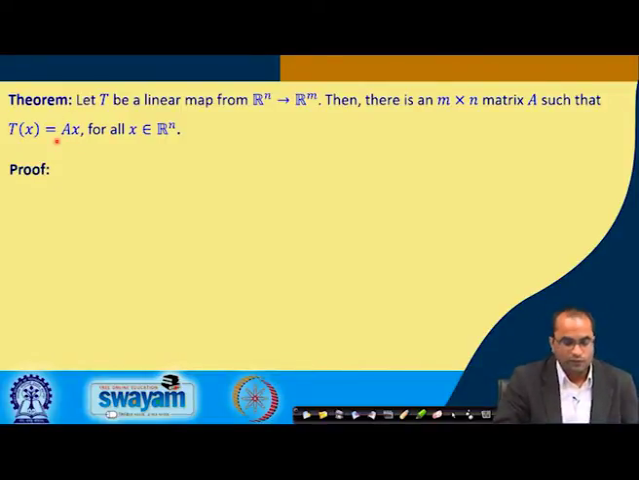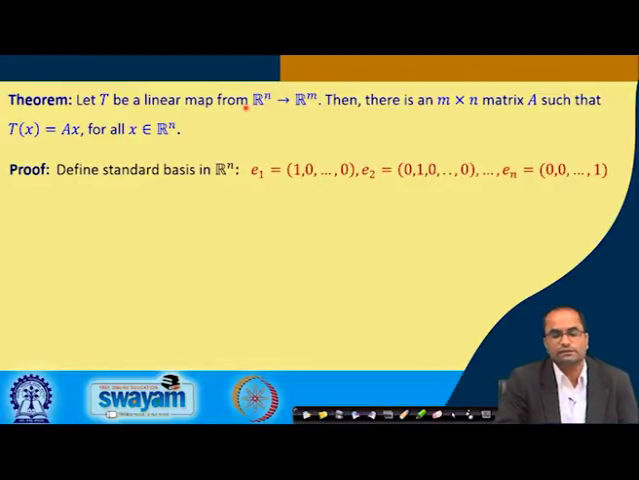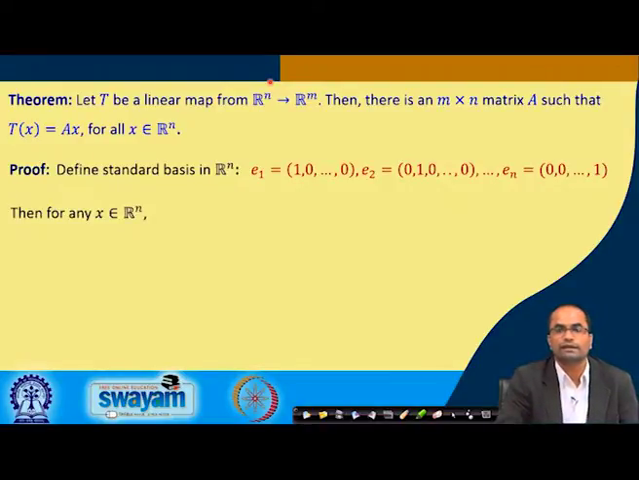The proof here is very simple. We can define the standard bases in R n, which are given as 1 0 0, and 0 1 0 0 and so on. These are the standard bases of the vector space R n. For any x in R n, any vector we take from R n, because these are the standard bases, we can represent this x in the form of these bases.